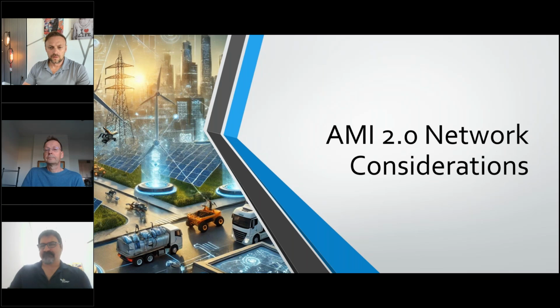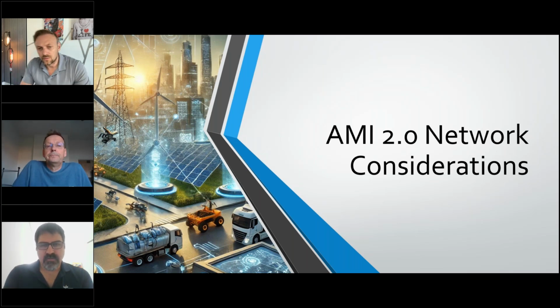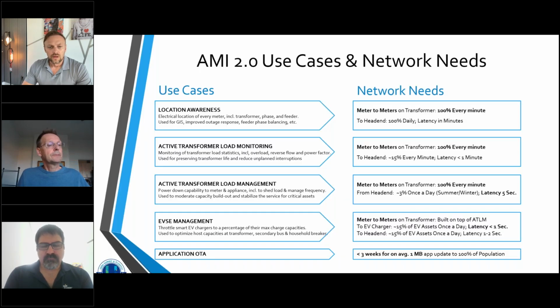Thank you, Carson. All right, let's take a look at some essential network considerations when putting AMI 2.0 in place. And Tracy, if you flip to the next slide. So just to summarize a little bit, AMI 2.0 is the foundational difference between 1.0, as Carson and Jan already mentioned. This is the communication between the meters behind the transformer.